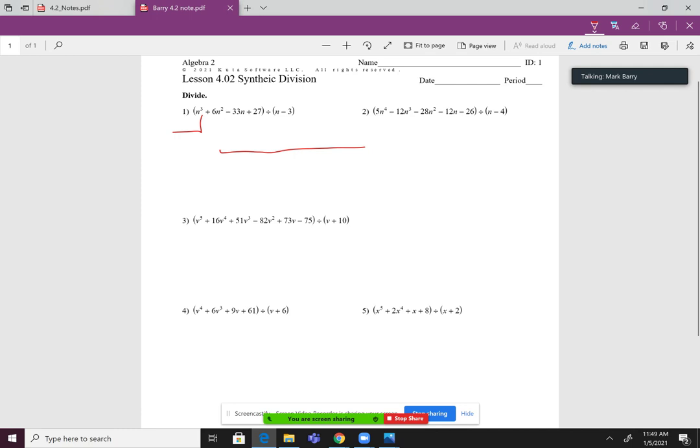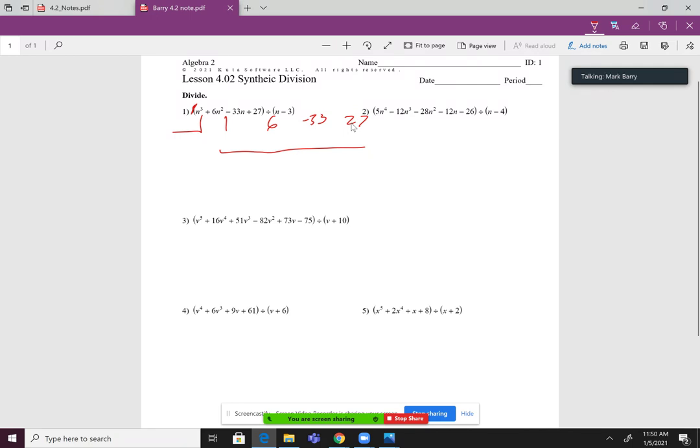Now, if they don't have a coefficient, I think most of us know that that's like an invisible 1. So I'm going to put up here 1, 6, negative 33, and 27. Those are coming from the problem, the numbers multiplying in front of the variables, okay? So we got 1 from the first one because it's an invisible 1. Then we got a 6 right here, then a negative 33 from there, then a 27 right there, okay?